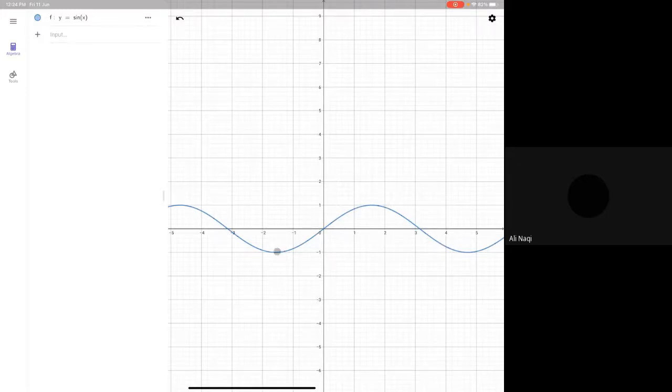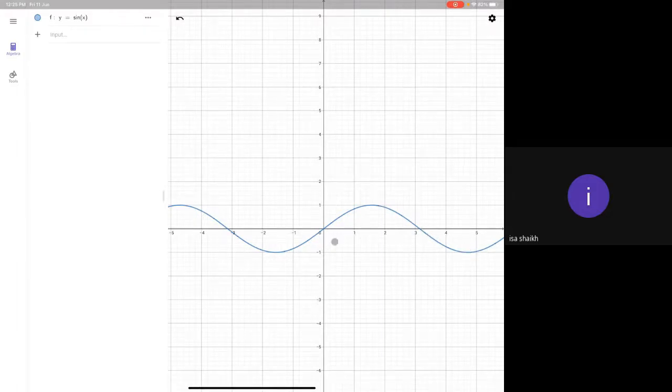Now this sin x is increasing in this range and it is decreasing in this range. Can you see? When the function is increasing, slope is positive. When the function is decreasing, slope is negative. Clear? Now, between increasing and decreasing, you will have maxima. Between decreasing and increasing, you will have minima. Clear?